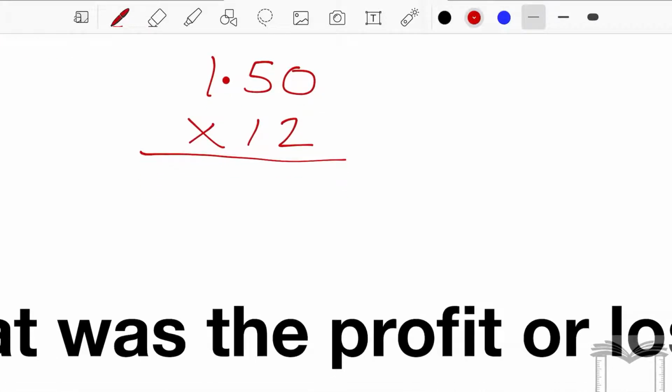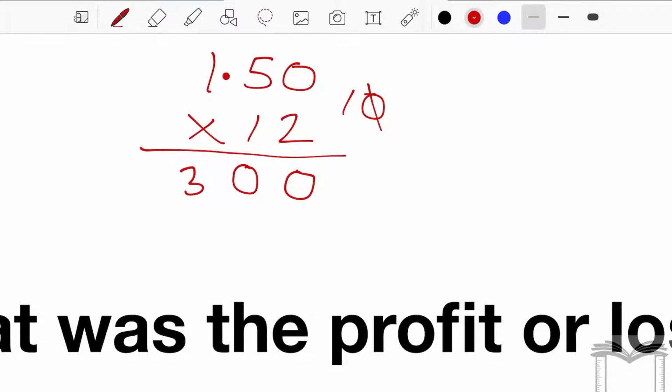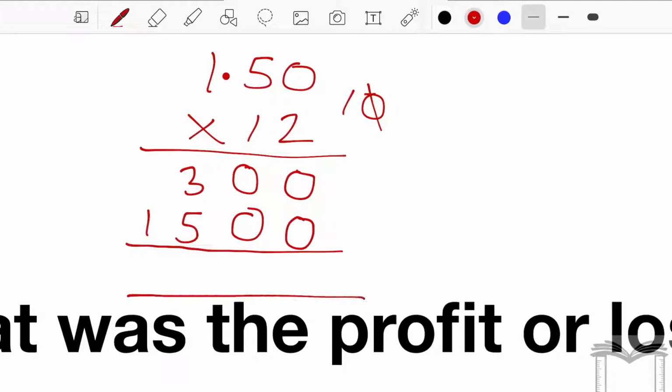of the dozen. 2 zeros are 0, 2 fives are 10, 1 2 is 2, plus 1 is 3. Now we multiply by the tens number. We must add a 0 to start. 1 0 is 0, 1 5 is 5, 1 1 is 1. Then we add 0 plus 0 is 0, 0, 8, and 1.